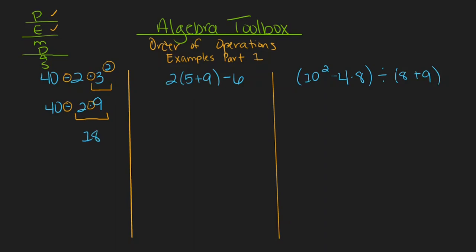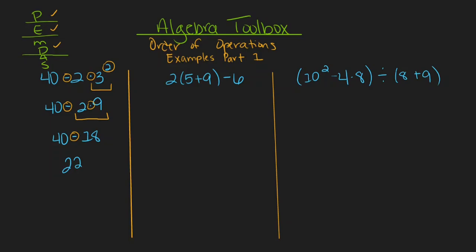Now I can bring down the rest of the expression, which was 40 minus. At this point, I only have subtraction left, so I've completed all multiplication and division, and I'm ready to do that subtraction. So our final step is 40 minus 18, which gives us an answer of 22. So 22 is the fully simplified version of this expression. Let's take a look at the next example.